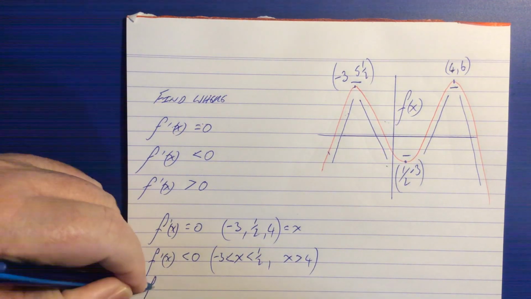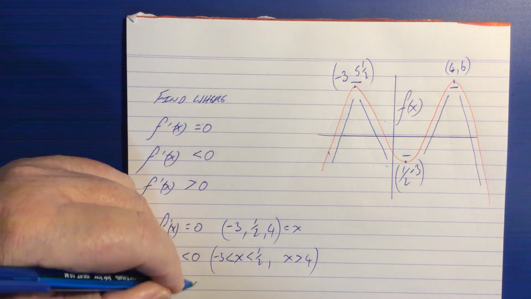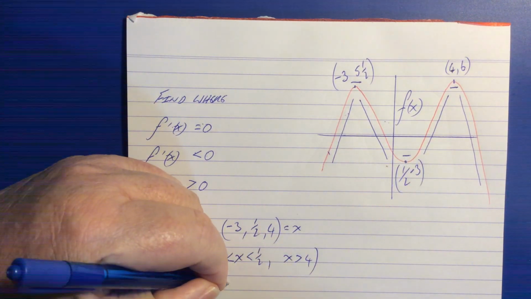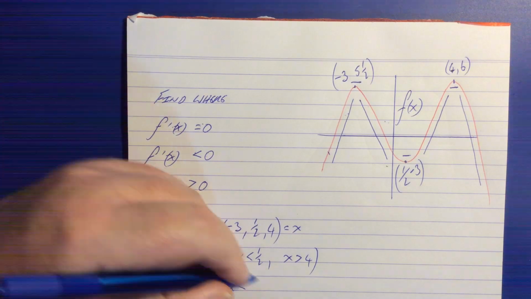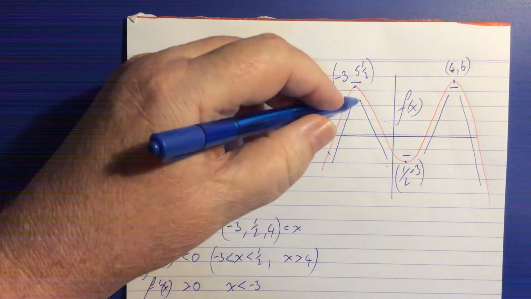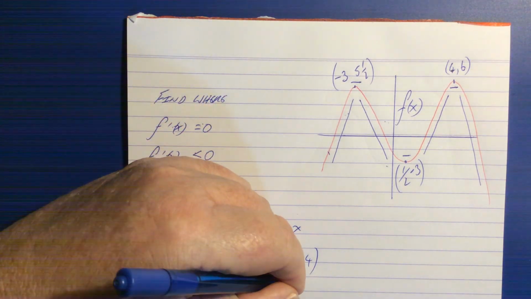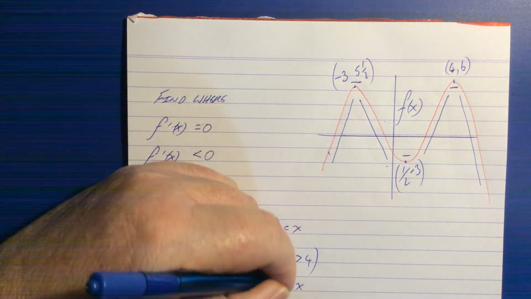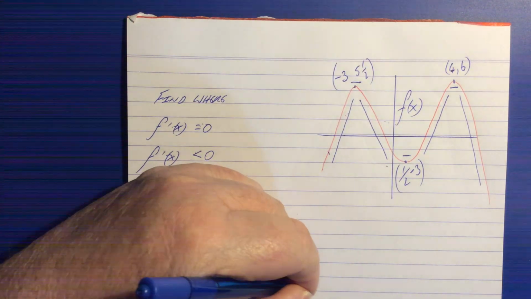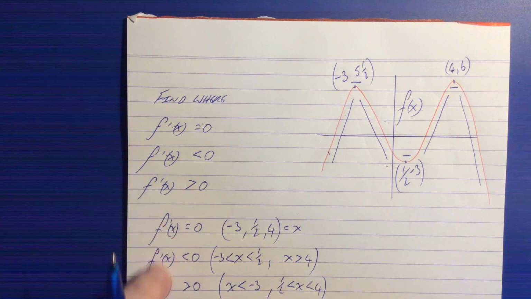Now, the last one, f dash x is greater than 0, we're looking for where it's positive. Now it's positive here and it's positive here. So x must be less than -3 because it's all the way down here to negative infinity, and x must also be between 1/2 and 4, and those are the conditions that satisfy each of these.